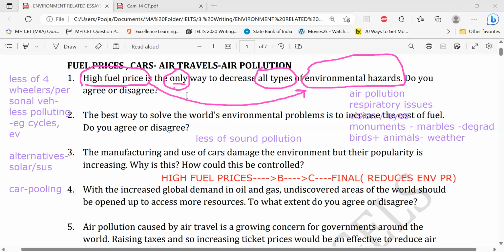Nothing will happen. Make it 200 rupees a liter, make it 300 rupees a liter. Air pollution, sound pollution, everything will be the same. It will hardly marginally decrease. Why?